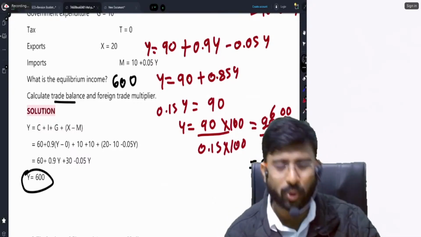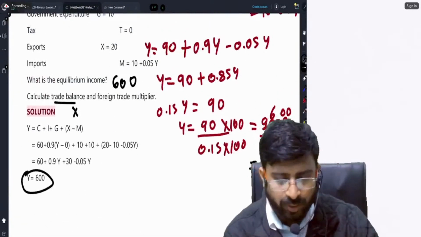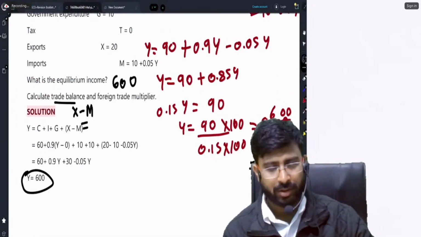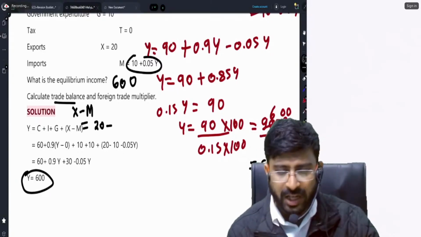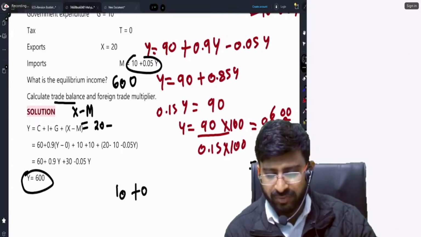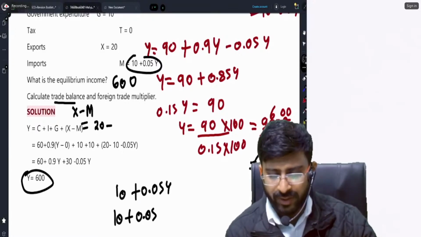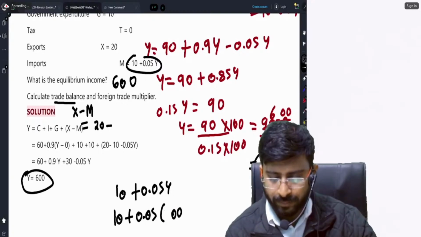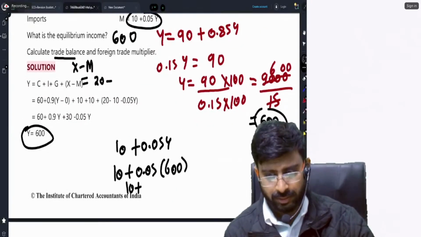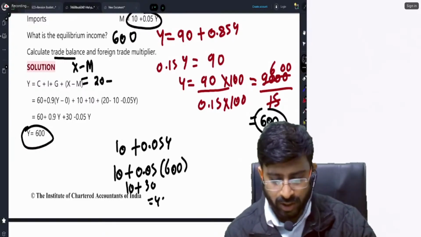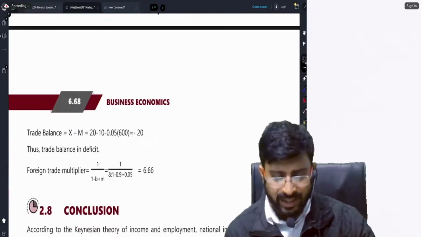Trade balance is nothing but exports minus imports. So trade balance is exports minus imports. What was exports? 20 minus what is import? 10 plus 0.05Y. So let's find it out. Y is 600. So 10 plus 0.05 into 600. So 10 plus 30, that is 40. So 20 minus 40 is minus 20. So it is negative 20.